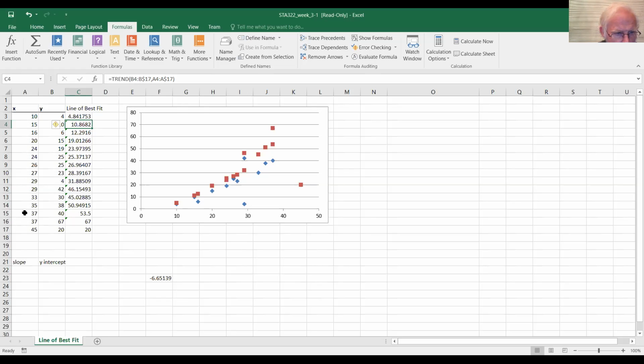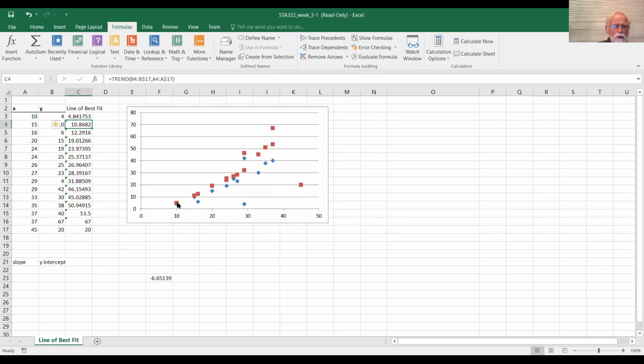Then we come down here, we have two values of x equal 37, and we have 40 and 67. Quite a bit of difference there as well, but not near as much as for the x equals 29 value. So I don't quite understand this. I've not been able to get anyone who can tell me why this doesn't work, other than Excel just doesn't do this one very well.